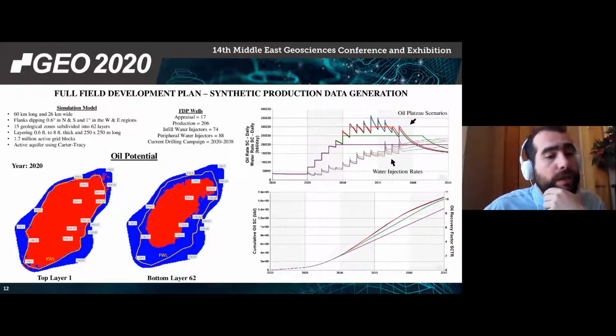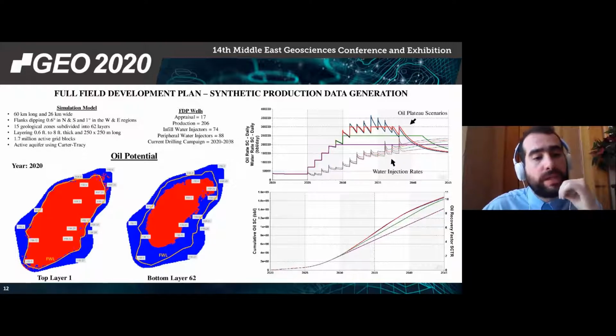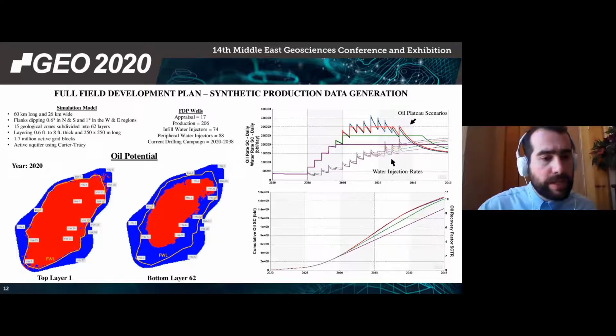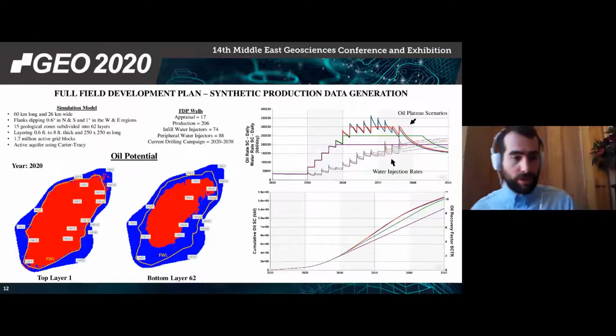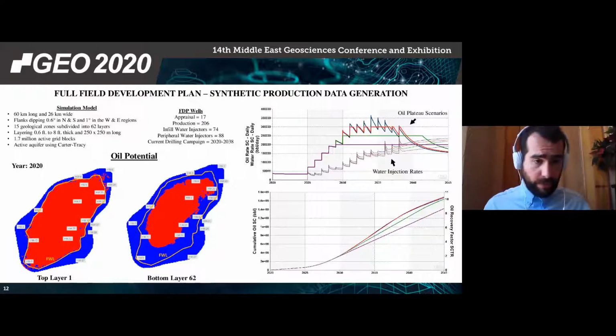So here, for this specific anticline, it's 60 kilometers long and 26 kilometers wide. The flanks are dipping 0.6 degrees in the north and south and 1 degree in the western eastern regions. So it is steeper on the western eastern regions. I did not upscale this reservoir to the simulator, so it's still very high resolution. It's 15 geological zones subdivided into 62 layers. The layering is 0.6 feet to 8 feet thick, and the cells are all 250 by 250 meters, giving it a total of 1.7 million active grid blocks.